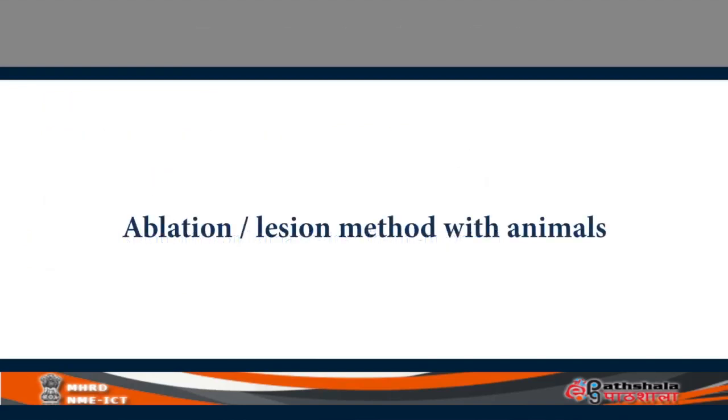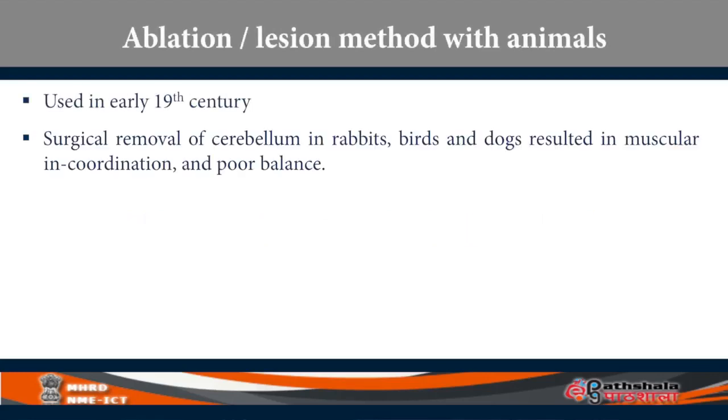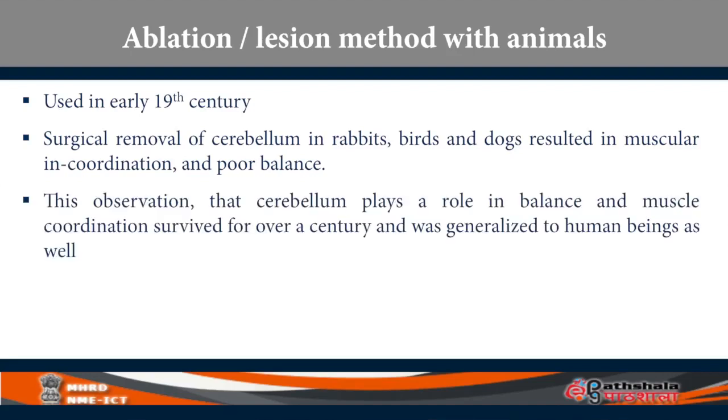The ablation method, the lesion method on animals, is a very old method used in the early 19th century. Surgical removal of the cerebellum in rabbits, birds and dogs resulted in muscular incoordination and poor balance. So, this observation that the cerebellum has some role to play in maintaining balance and muscle coordination survived for the next century or so. From animals, they generalized this observation to human beings, and to some extent it is true. The cerebellum has a role in muscular coordination as well as maintaining balance, and you will learn in other modules that it also has some role to play in controlling prosody and phonological processing and things like that.